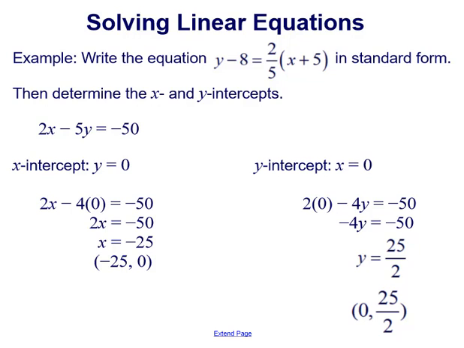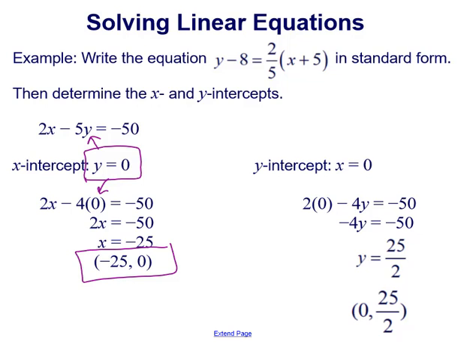And now that we have that equation in standard form, we can determine the x and y intercepts by using the fact that the opposite variable should be 0 in the equation. For example, the x-intercept we can find by making y equal to 0. So we'll substitute y equals 0 into the equation, which leaves us with 2x equals negative 50. So if we divide both sides by 2, we'll have the x-intercept of negative 25, 0.